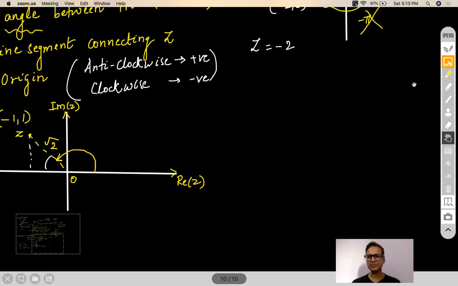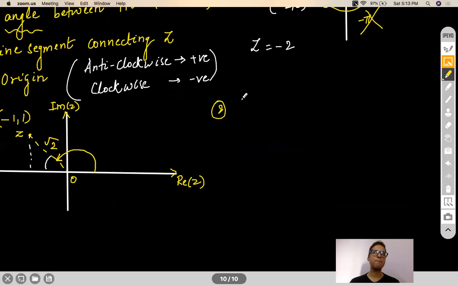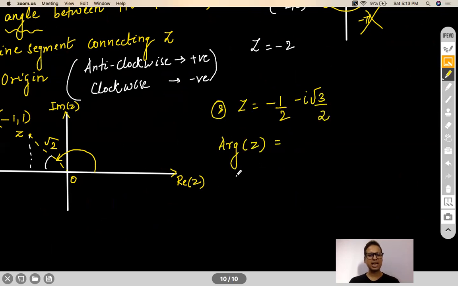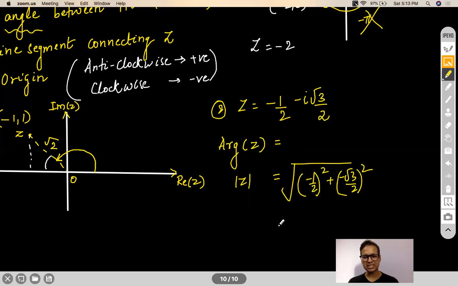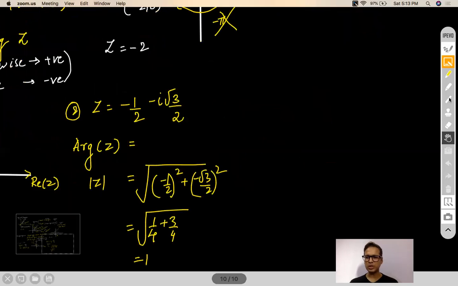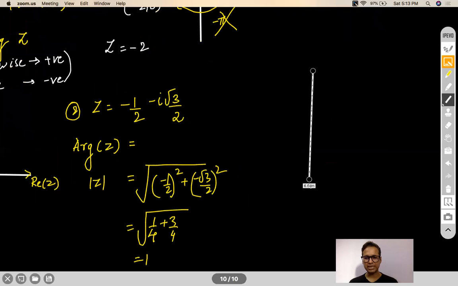Let's take minus half minus i root 3 by 2. If somebody says, give me the argument of this complex number and the modulus of this complex number, modulus is fine, we can do it in one shot. I hope nobody has any problem with the modulus. Modulus is super easy. So this will give you under root of 1/4 plus 3/4, which is going to be 1. Now for the argument, we will have to position this on the Argand plane.